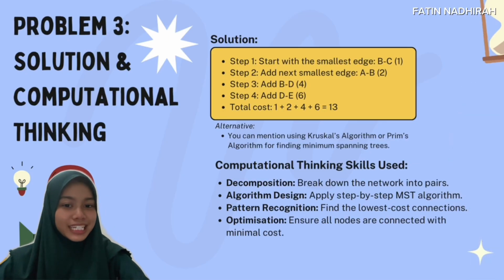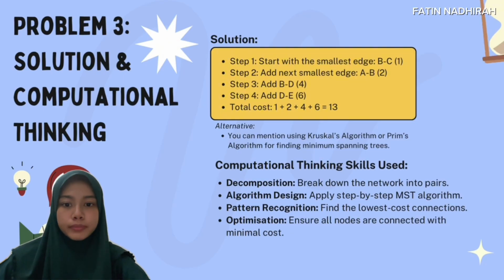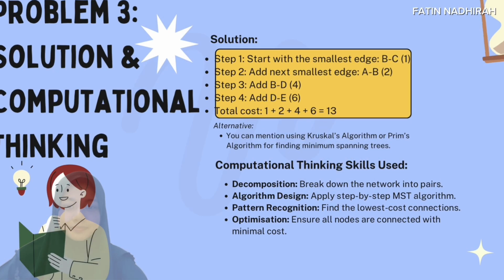So, the final answer is that the minimum cost to connect all 5 computers is 30. And we use a clear step-by-step heuristic to get there.